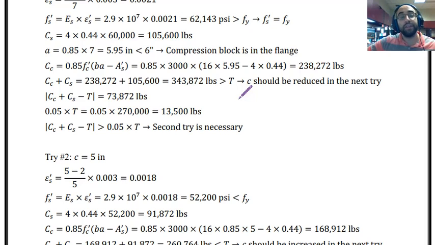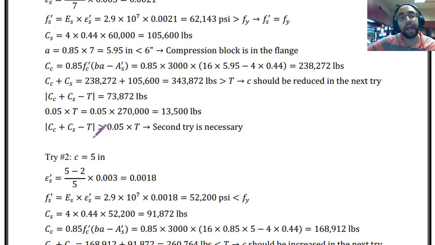Now I have to see if it is necessary to have a second try or not. And that is based on comparison of difference between forces. As you can see, I'm finding the difference between compression forces and the tension force, and I'm comparing it versus 5% of tension force. As you can see, the difference between tension and compression forces is about 74 kips, and that is much greater than 5% of the tension force, which is just 13.5 kips.